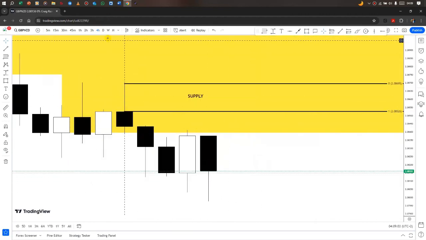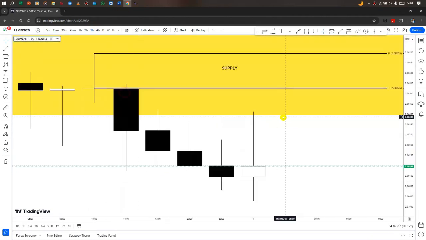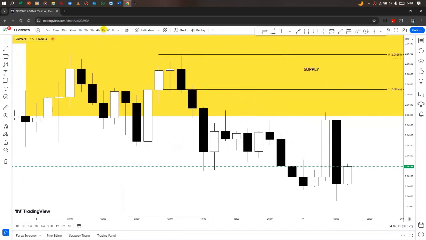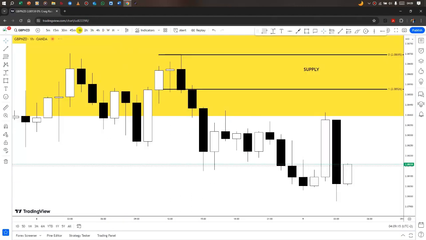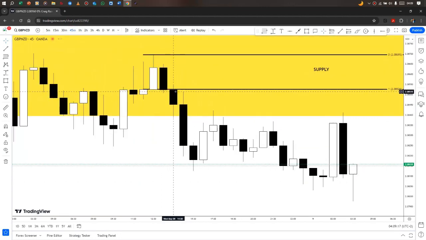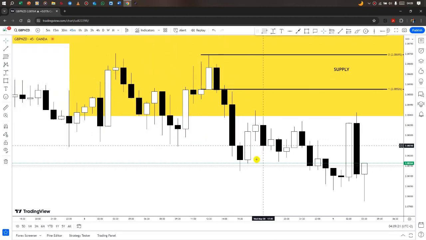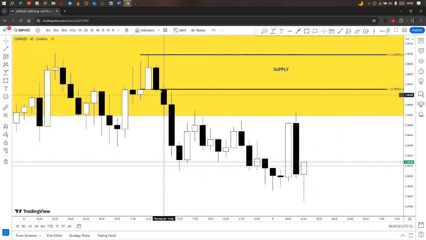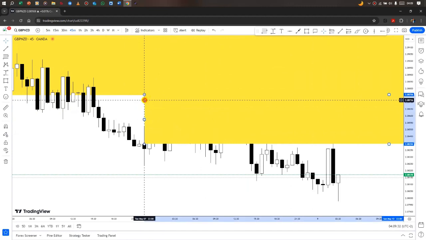So I kept refining the zone on the smaller time frames, and I ended up finding our zone. Let me check. Yeah, this is where I found it on the 45 minutes time frame. As you can see, we have a very beautiful supply zone with a significant bearish move. On the 45 minutes time frame, it's within our daily supply zone.